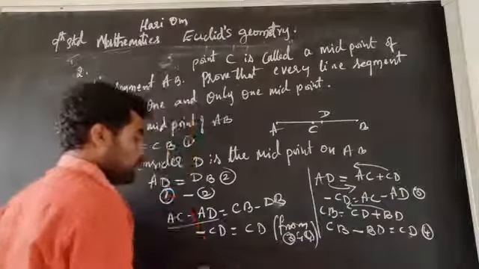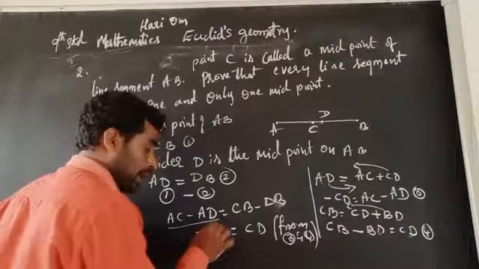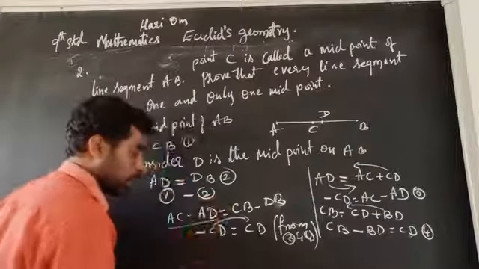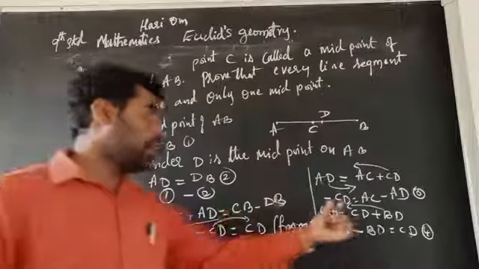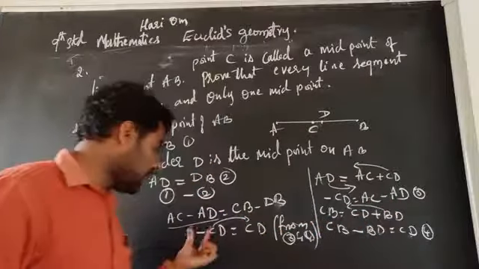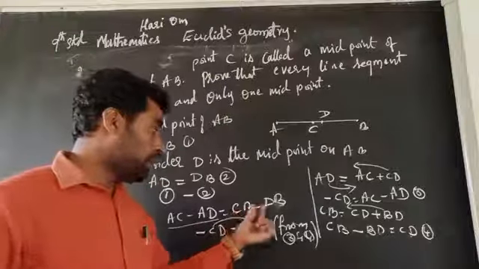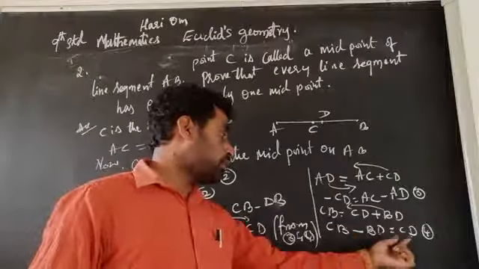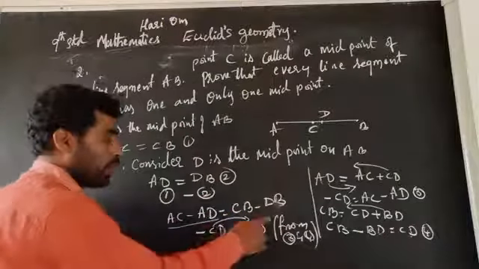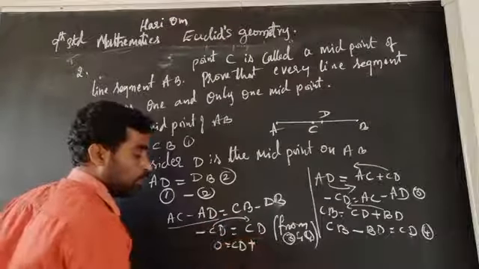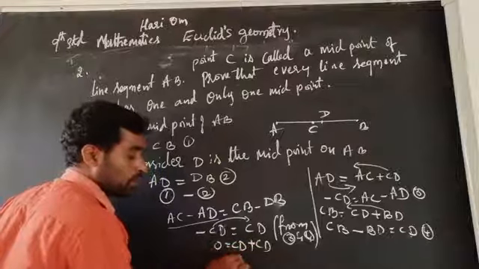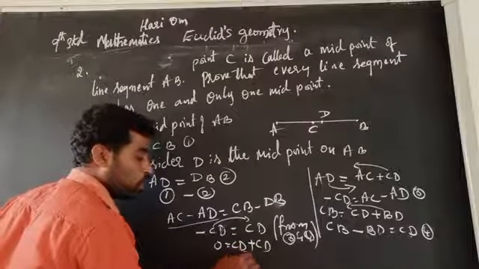Is it clear? Now I'll transfer minus CD to RHS. What will it become? Is it clear, students? I've taken AC minus AD is equal to minus CD. Now I'll transfer to RHS. 0 is equal to CD minus CD. What will become? Plus CD. Now 0 is equal to CD plus CD.